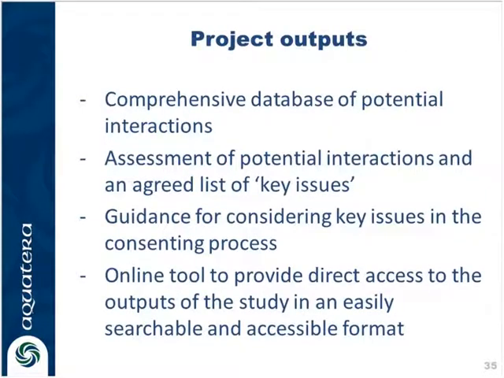There was a number of outputs from this project. These included a comprehensive database of all the potential interactions. I think this addressed between 40 and 50,000 interactions. We then undertook an assessment of each of these and identified an agreed list of key issues with the steering group and other key stakeholders. And then we produced guidance for how to consider each of these key issues in the consenting and planning process.